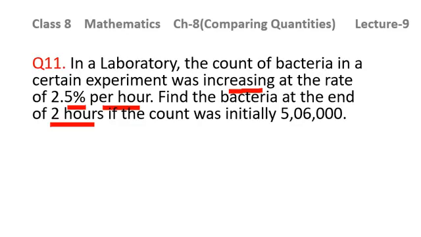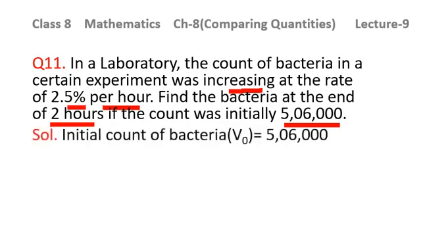So V is unknown to us in this case, and the count was initially 5,06,000. This is the initial count, so it will be taken as V naught. Let us see now. Initial count of the bacteria V naught is 5,06,000. Time is 2 hours.